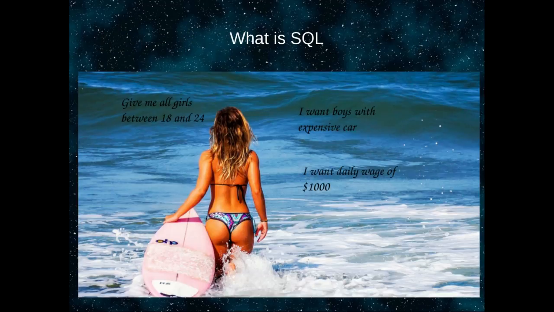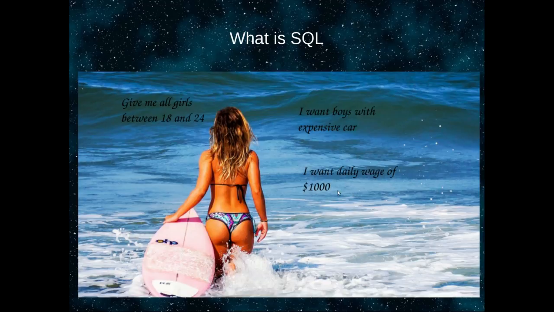This is SQL for me. We have ocean, sun, waves and having good time. Maybe some of you also noticed that we have some questions on this picture, and the questions are not very easily distinguished on this picture, but let's see them. Give me all girls between 18 and 24. I want boys with expensive car. I want daily wage of $1,000. Maybe you're thinking, what is a connection between this picture and SQL?